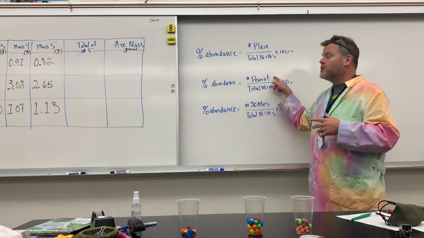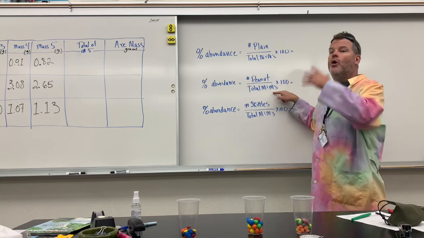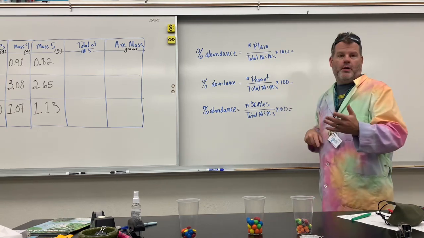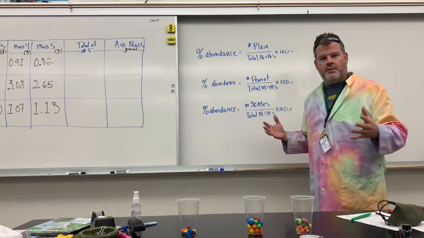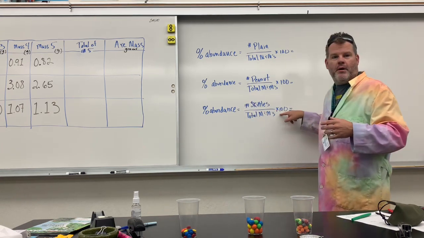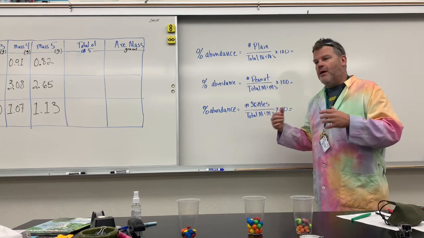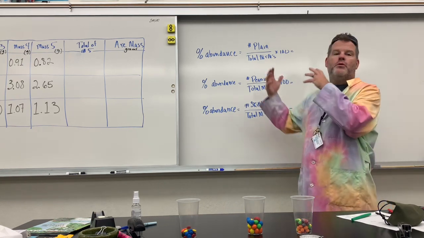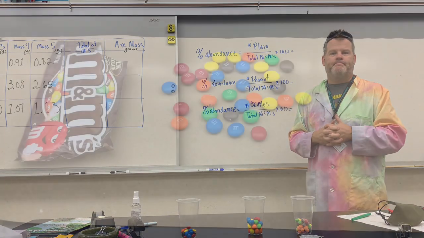The percent abundance for peanut: how many peanut M&Ms do we have, divided by the total number of M&Ms, times 100. And again, the number of Skittles divided by the total number of pieces of candy that we have, times 100. Each of these is going to give us our percent abundance that we are now going to plug into an equation to help us find the overall average atomic mass.